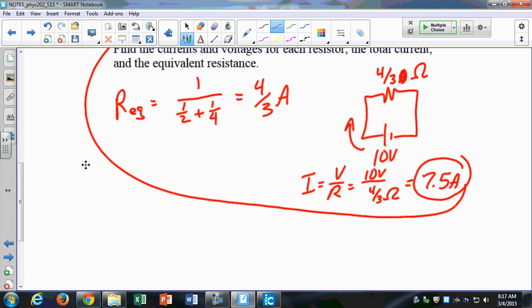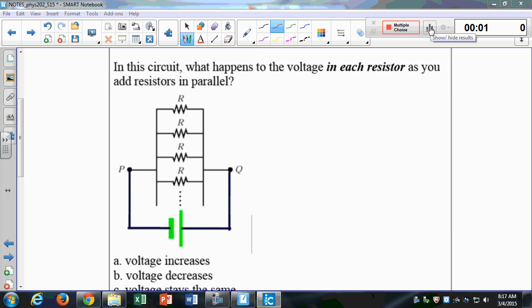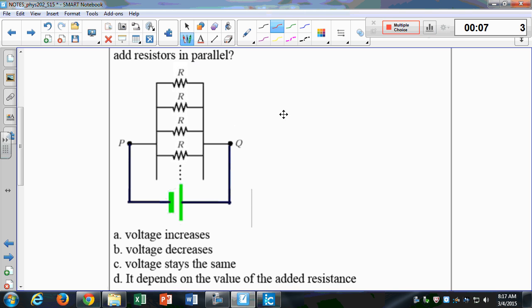Let's do this quick test. What happens to the voltage in each resistor as you add resistors in parallel to the circuit? Does that voltage, the voltage in each resistor, increase, decrease, stay the same, or does it depend upon the value of the added resistors? So I'm adding resistors in parallel. I keep adding them. Boom, boom, boom. What happens as I add those resistors to the voltage in each resistor?